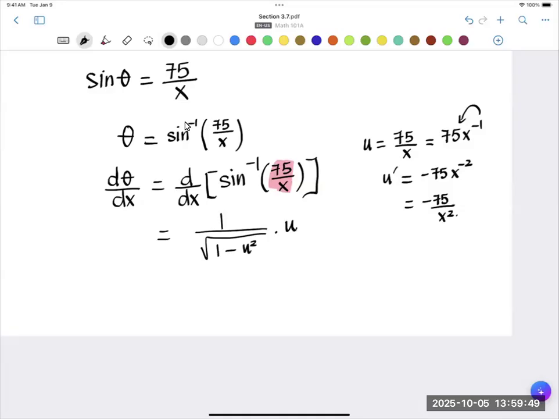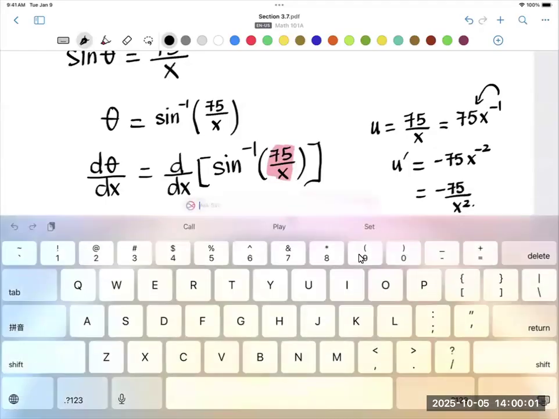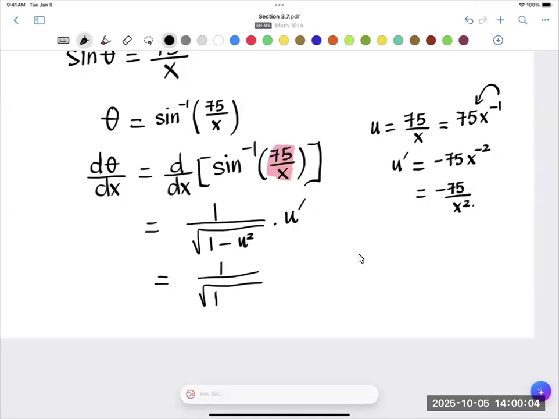For our formula, we have 1 over square root of 1 minus u squared times u prime, which is 1 over square root of 1 minus u squared. What is u squared? u is 75 over x, so minus 75 over x, squared. Times u prime, which is negative 75 over x squared. Okay, so this is the rate of change of the angle with respect to x.